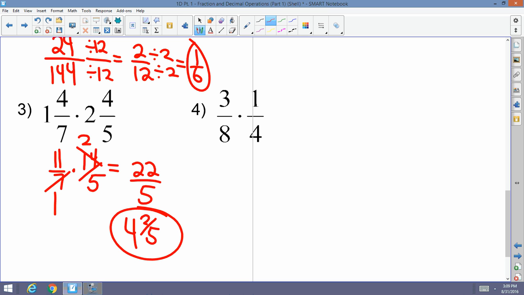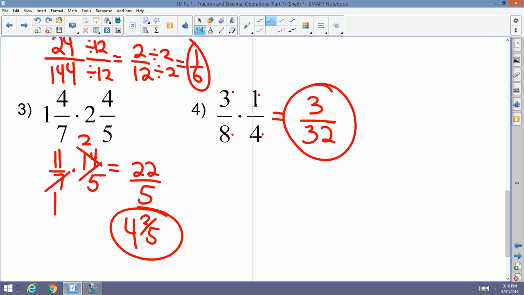3/8 times 1/4. You're out of luck here. There's nothing I can cross reduce. So numerator times numerator. 3 times 1 is 3. Denominator times denominator is 32. 8 times 4 is 32. Sorry here. And you cannot reduce that any further.